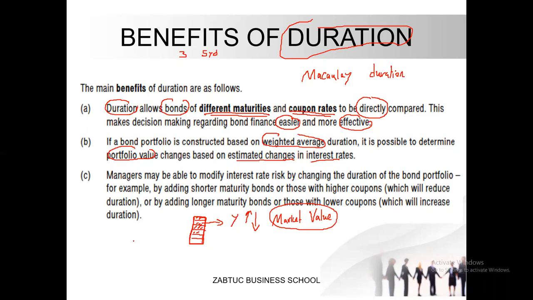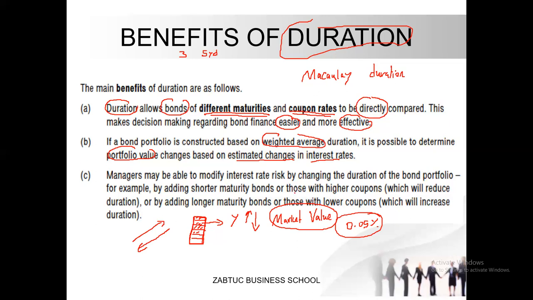We have seen that when yields go up, the market values go down. So we want to find out, if you hear tomorrow that yields have gone up by 0.05%, what will happen to the investment? That question can easily be answered using the concept of duration, especially the modified duration.